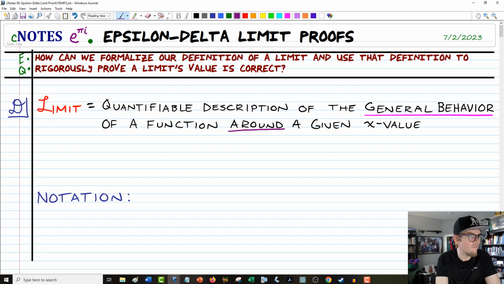And in the past, I've used definitions. I've got one pulled up on the other screen here, just to kind of keep me on track. I called it like the general behavior as we approach a given x value. Well, here I use the word around.